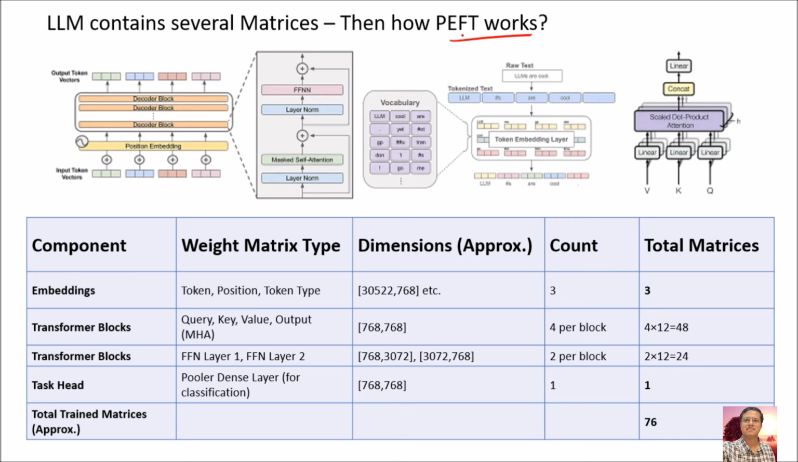Then another question will come: whether the LLM contains a single matrix with all the weights or multiple matrices. This is a very important question. And if we apply parameter efficient fine tuning, do we update a single matrix or multiple matrices?